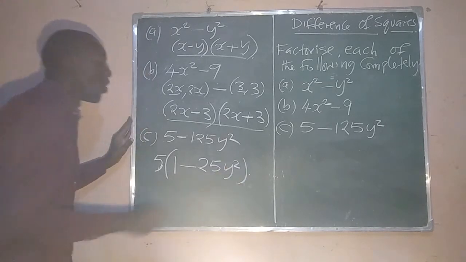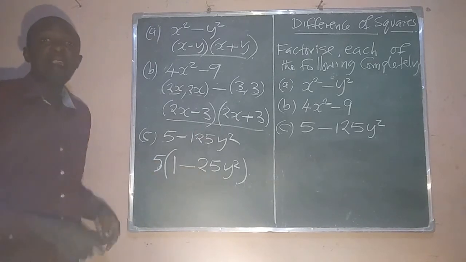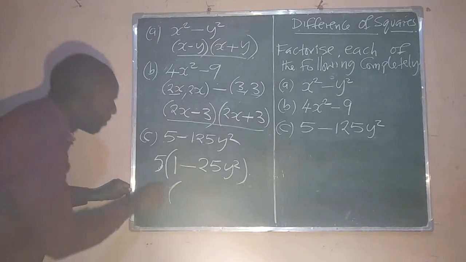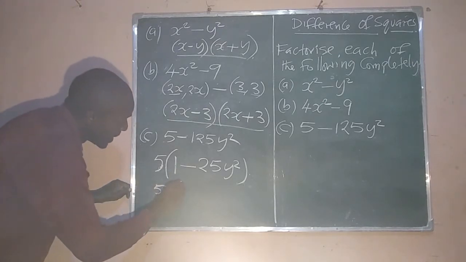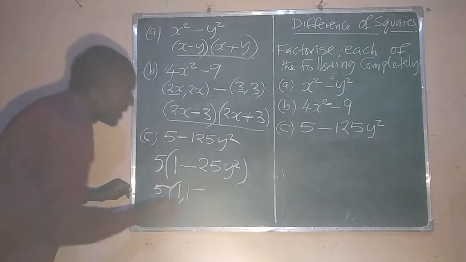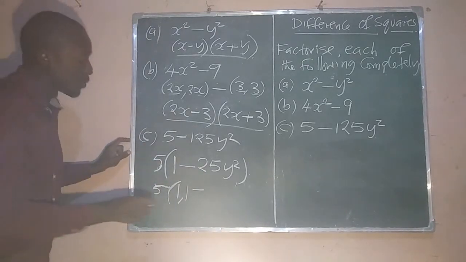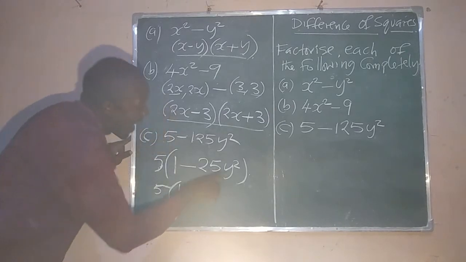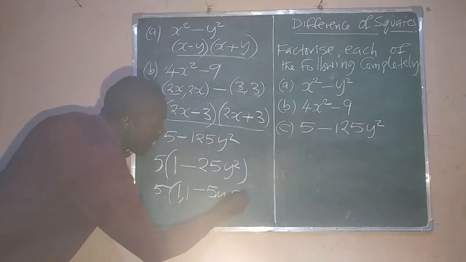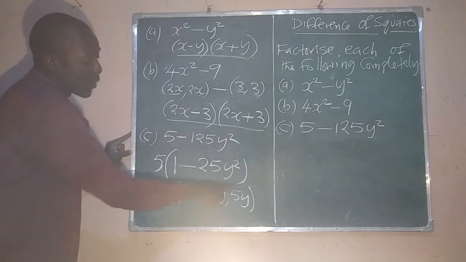y squared. At this stage you notice another thing: the two terms in the brackets have square roots. So we are going to have 5 here. The square root of 1 is 1, because 1 times 1 is 1, minus the square root of 25, which is 5, because 5 times 5 is 25. And you are going to have the y, because y squared means there are two y's. So 5y and 5y, because 5 times 5 is 25 and y times y is y squared.